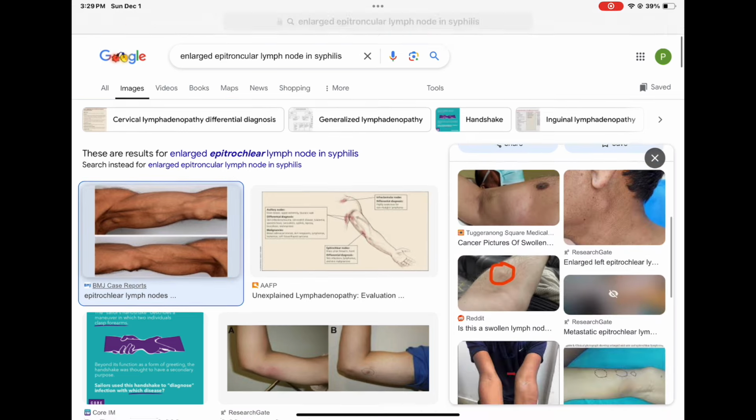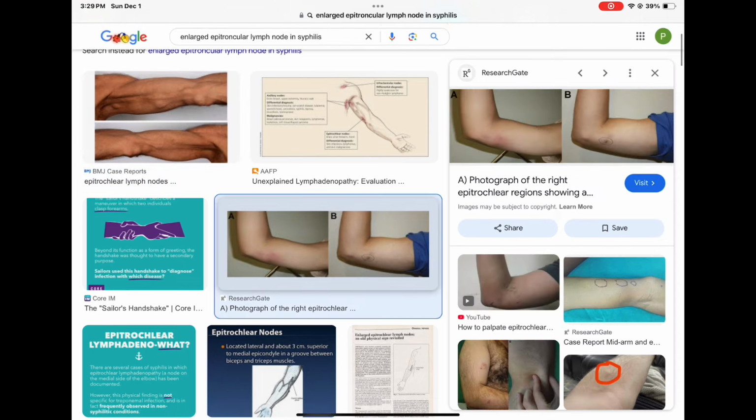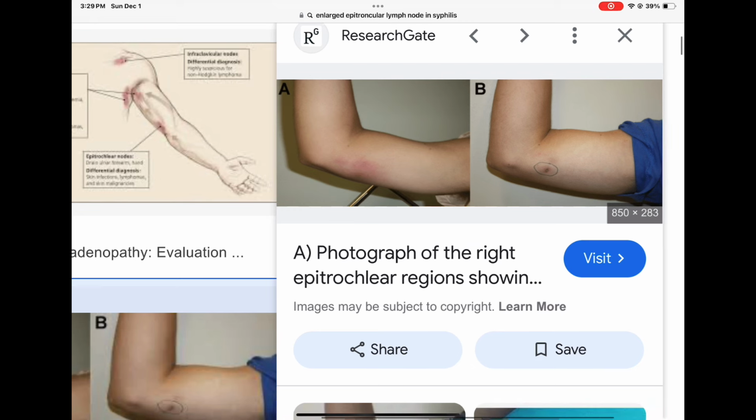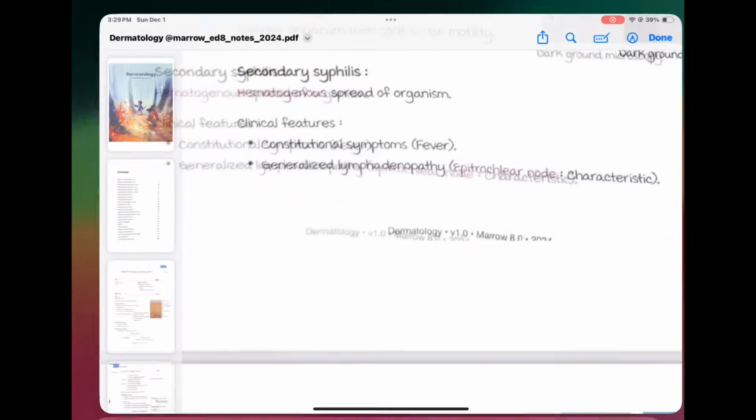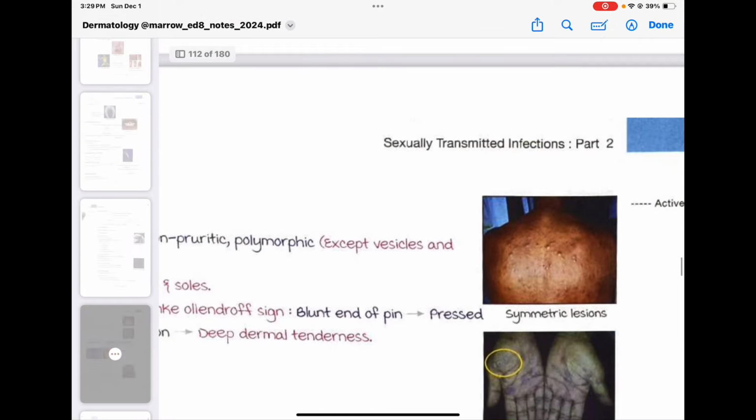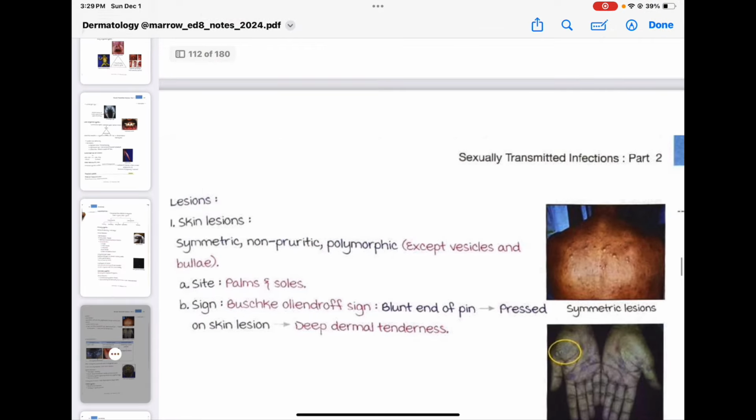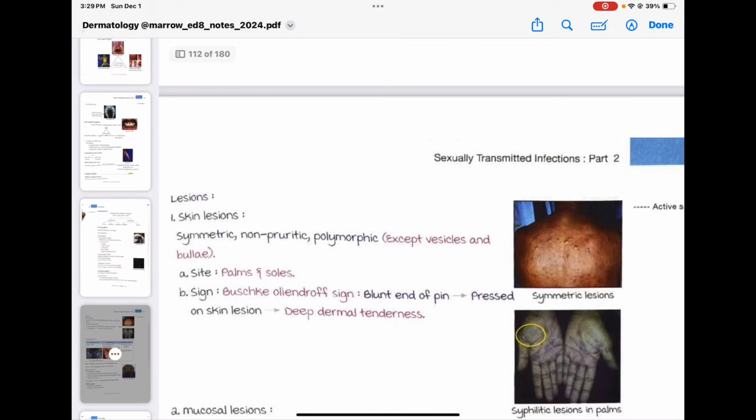Site: palms and soles. The syphilis patients that I saw were a couple and they had syphilitic lesions on their palms. Sign: Buschke-Ollendorff sign, using the blunt end of a pin pressed on the skin lesion, deep dermal tenderness. So when you press these lesions with a pin, they elicit tenderness, deep dermal tenderness.